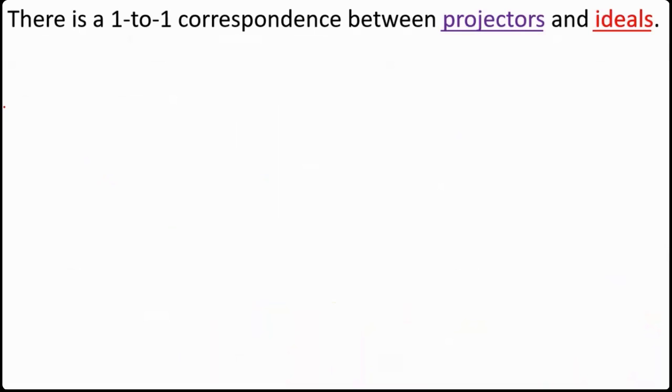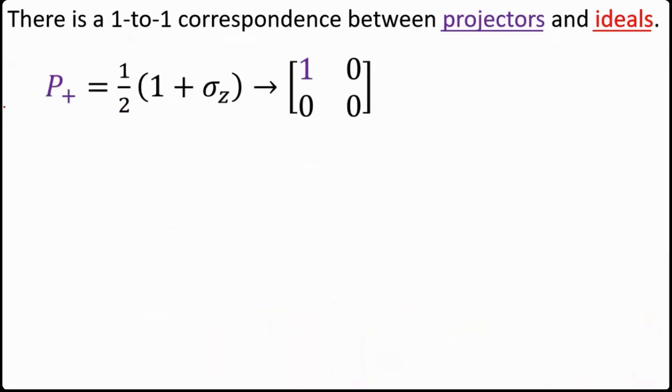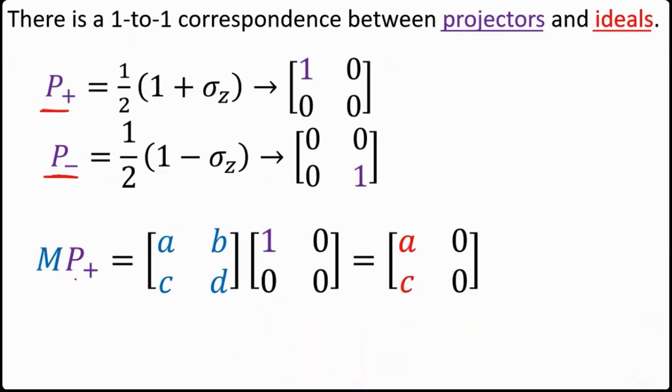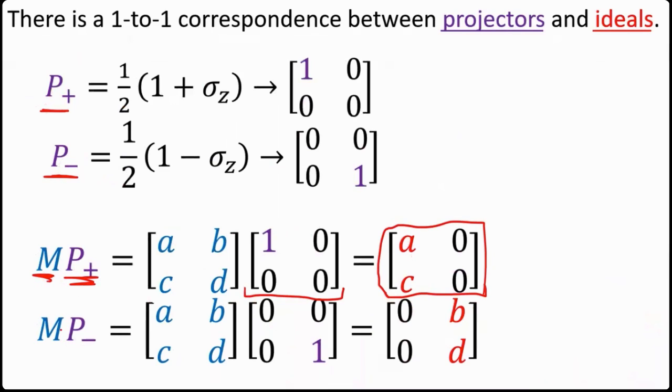Okay, so here's what I was saying before. There's a one-to-one correspondence between projectors and ideals. This is our P plus projector, and that's our P minus projector. If we left multiply by P plus, then we get a member of an ideal. This projector, P plus, is in exact correspondence with this ideal. It basically creates this ideal when we multiply on the left. Similarly, with our P minus, when we left multiply, we get the other column.